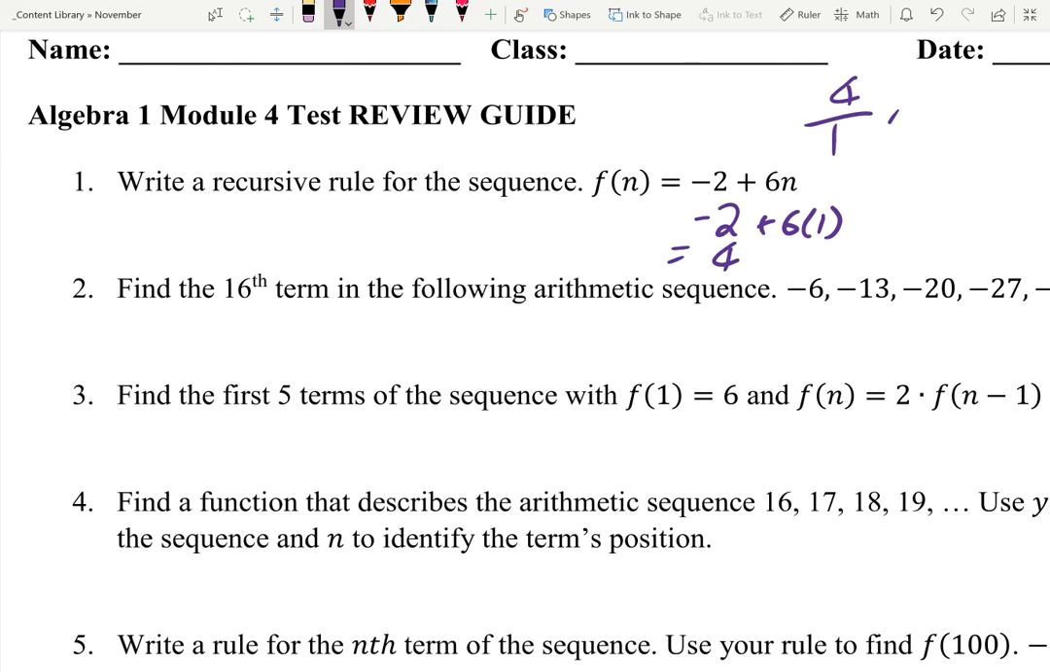Let me pull up the test actually real quick. Not actually on the screen, but on paper. Yeah, okay, I just want to make sure.